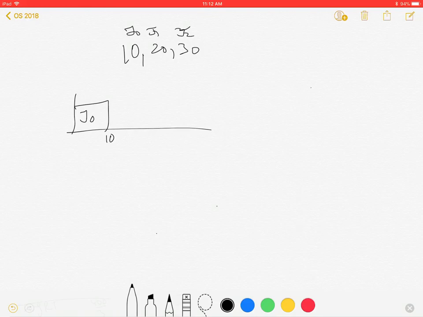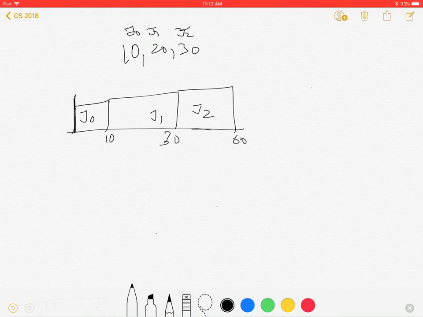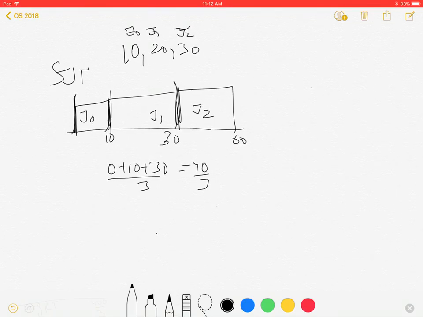J0 runs from 0 to 10. From 10 to 30, we'll have J1. And from 30 to 60, we'll have J2. So the response time is 0 for J0, 10 for J1 and 30 for J2. The average response time is 0 plus 10 plus 30 divided by 3, which is 40 by 3 for SJF. Now let's look at the same thing for round robin.